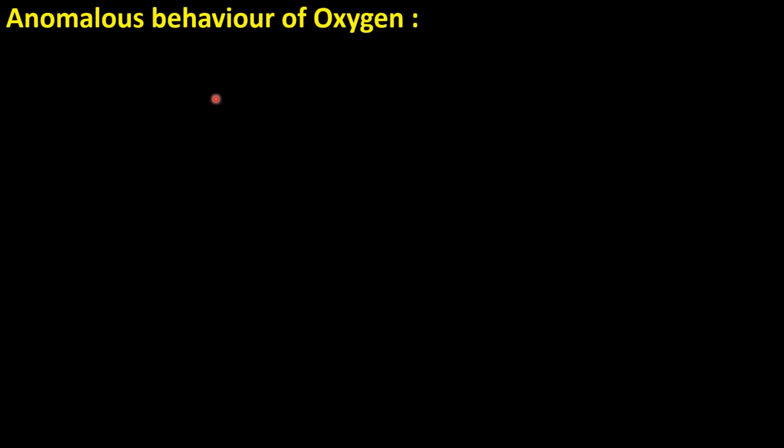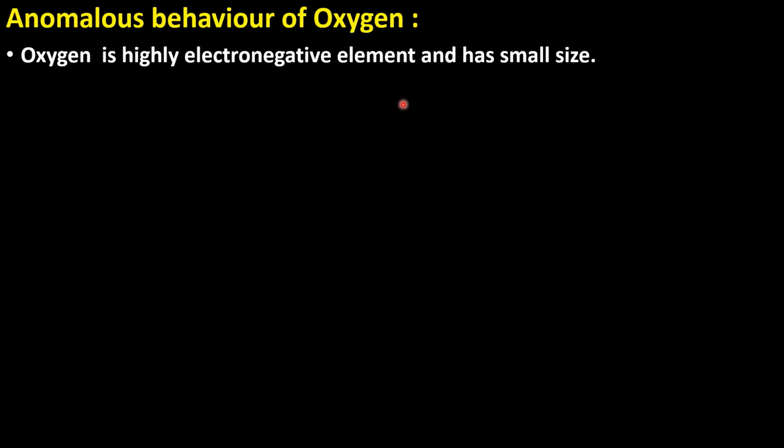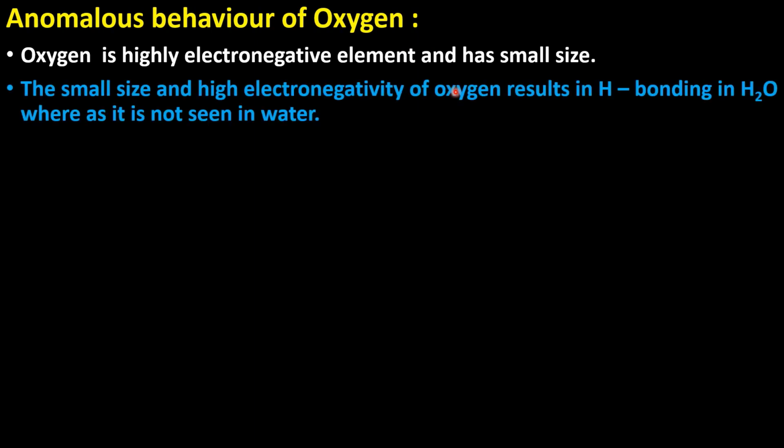Anomalous behavior of oxygen. We have already studied in the periodic table that the second period element in every group shows a different behavior because of its small size, high electronegativity, and not having a d subshell. Now let us see the anomalous behavior of oxygen of group 16. Oxygen is a highly electronegative element and it has small size, as we discussed already.